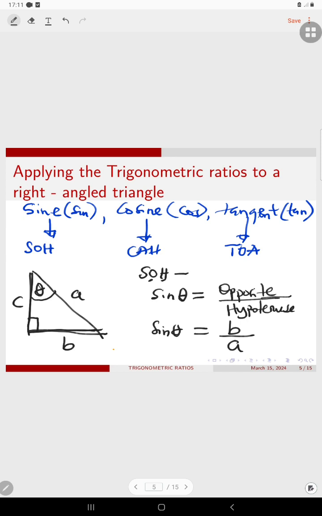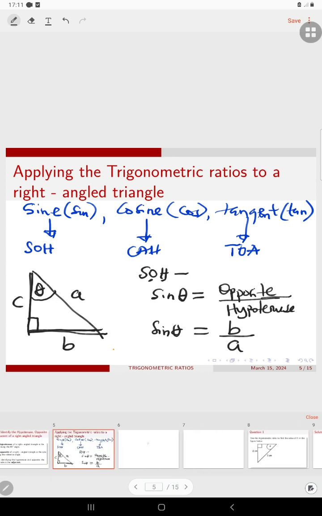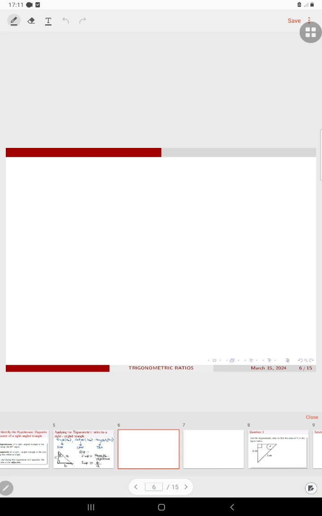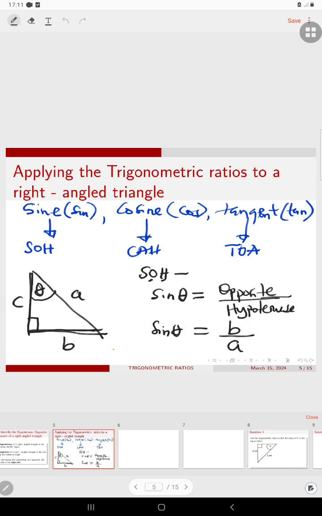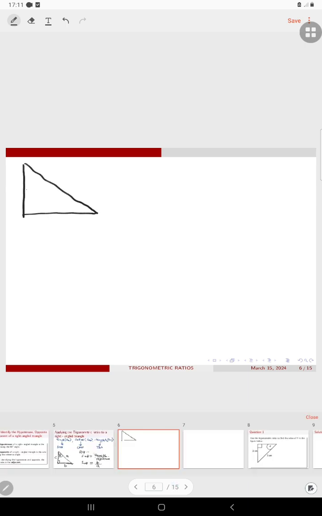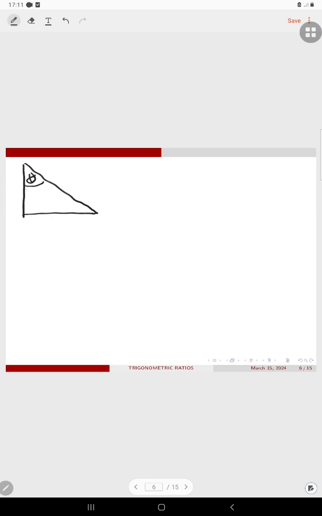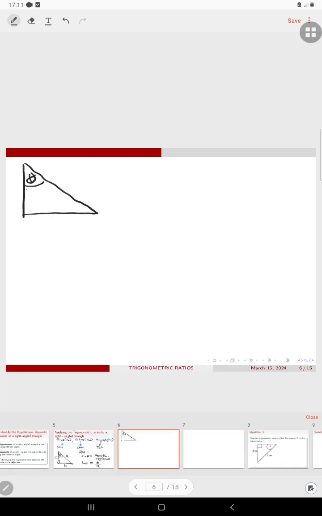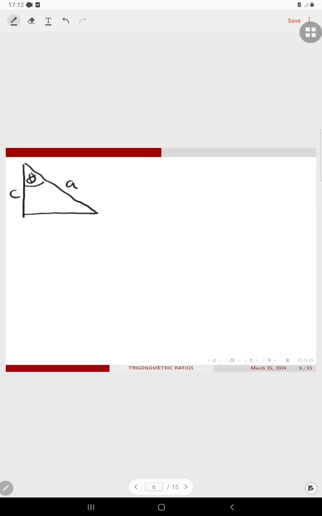I hope we are following. CAH, what is CAH? The A is the adjacent. Should I transfer the diagram? This is the diagram. Probably if you are lost, this is the diagram. There is no harm in redrawing, so don't worry. Let me redraw it here. Theta is here. Here is C, here is A, and this place is B. So we are done with SOH.